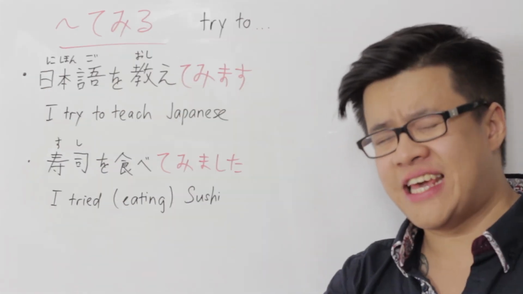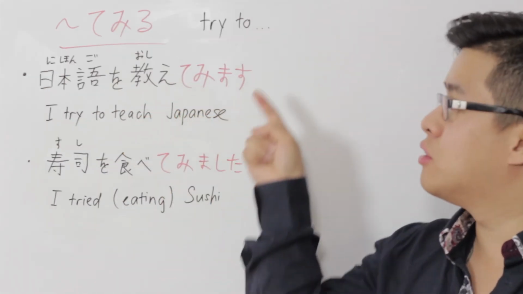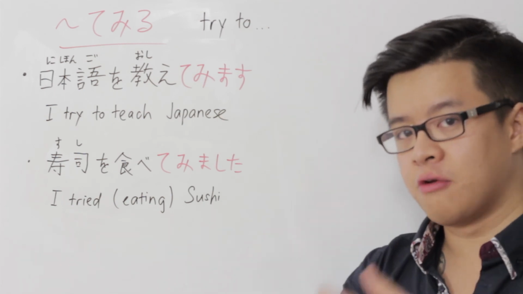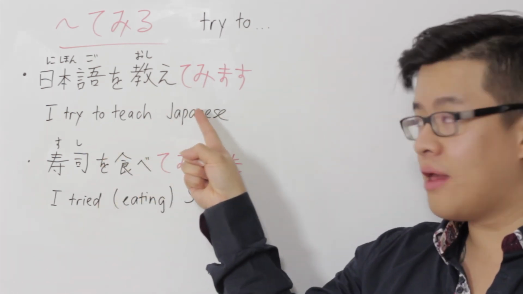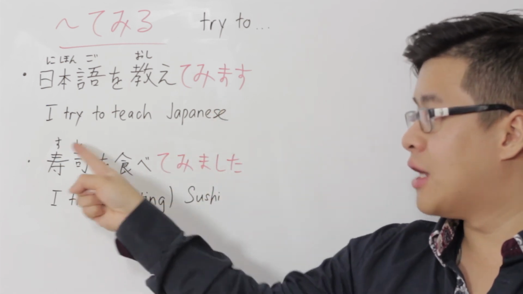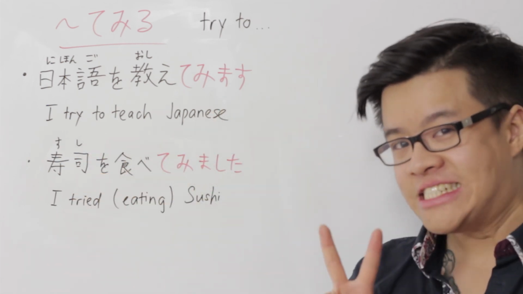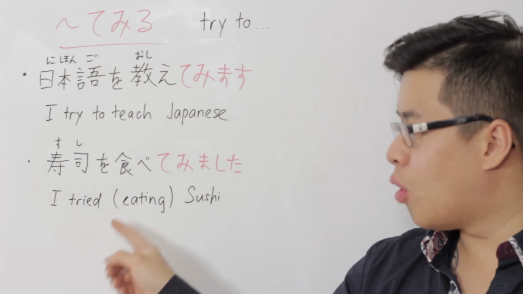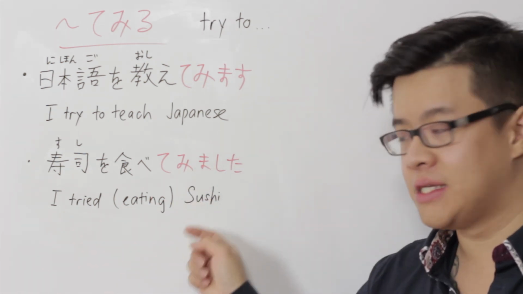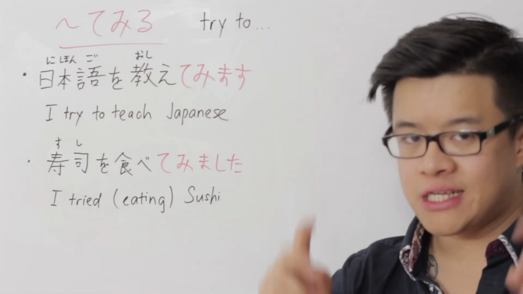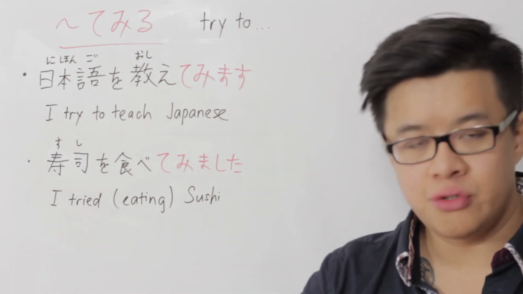Last form for today, temiru, which means try to do something. For example, 日本語を教えてみます. I will try to teach Japanese. Or 寿司を食べてみました. So this is in the past. I tried eating sushi. I tried to eat sushi.